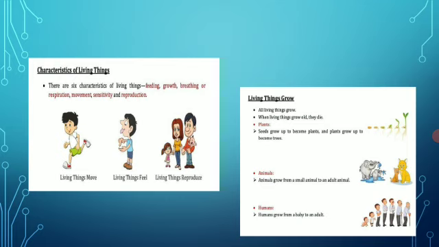Now for animals, animals grow from small animals to an adult animal. As you can see, there's a baby elephant and there's a full-grown elephant. Now kitten and cat. There's a small kitten and when it grows, it becomes a cat. Now we can see it in humans. Humans grow from baby to an adult. As you can see, a baby crawling there and finally an old man there.